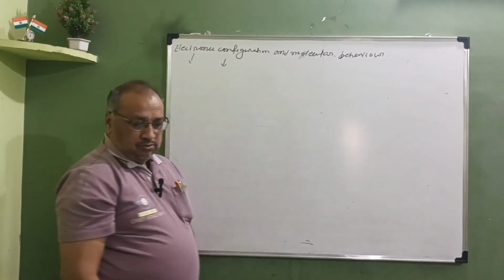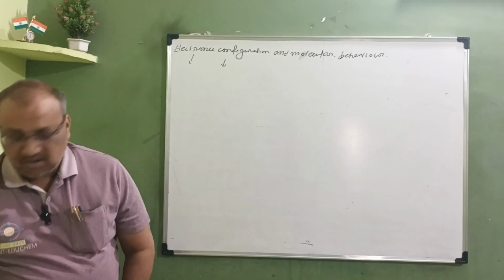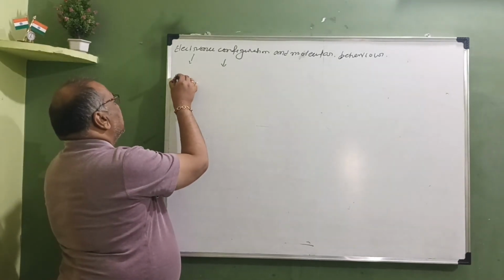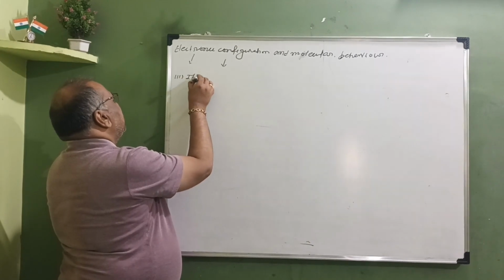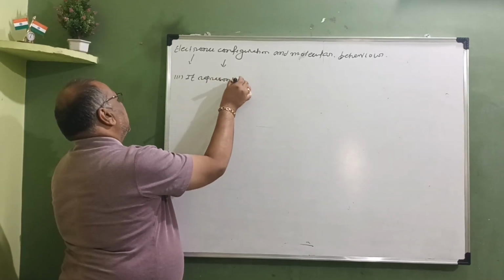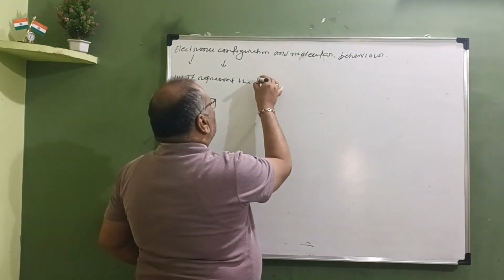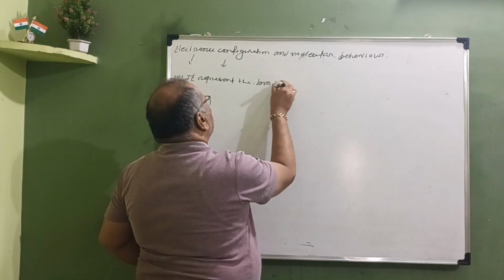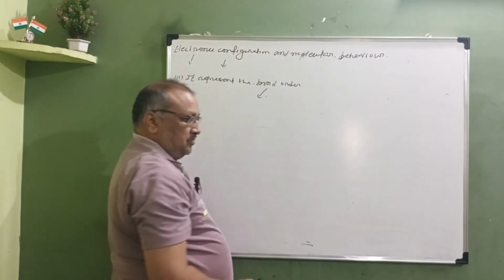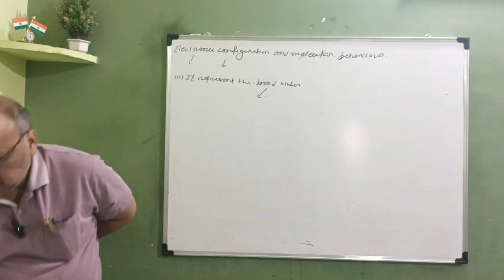Now here, write down the third piece of information. It represents the bond order. Now, what is the definition of bond order?